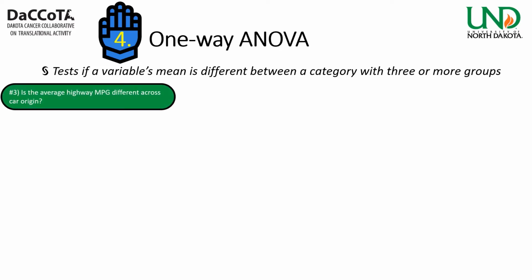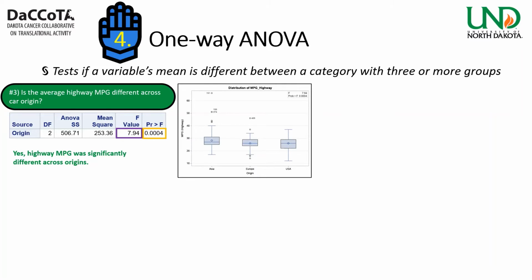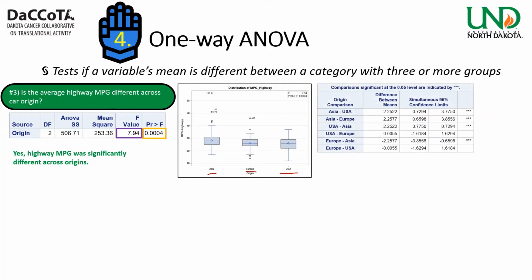Let's turn to cars. Is average car MPG different across origin of car? So this was significant. It was different across origin. We can see here we have Asia, Europe, and USA as origins, but now we have a little bit more of a table, so it'll take a little more to decipher. Each of those shows a comparison if they're significant. What it's saying here is Asia is significantly different from these two, but these two are not significantly different from each other.